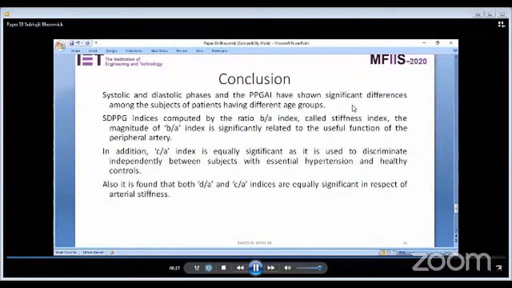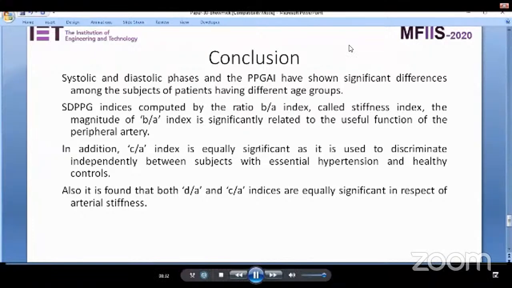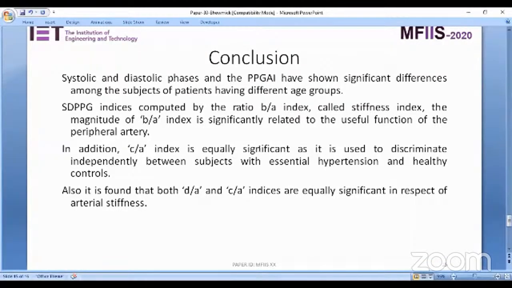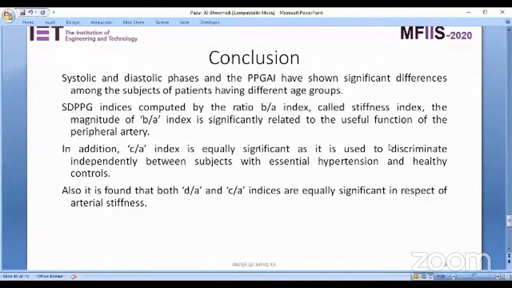Lastly, I have come to the conclusion or discussion of this paper. Systolic phase, diastolic phase, and PPG AI differ among the subjects. Determine magnitude of B by A index. It is a useful function of the peripheral artery. Determine magnitude of C by A index. It provides useful information on hypertension. Also, it is found that the B by A index provides useful information on arterial stiffness.